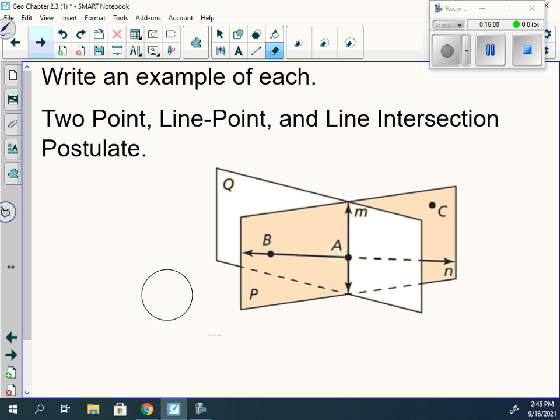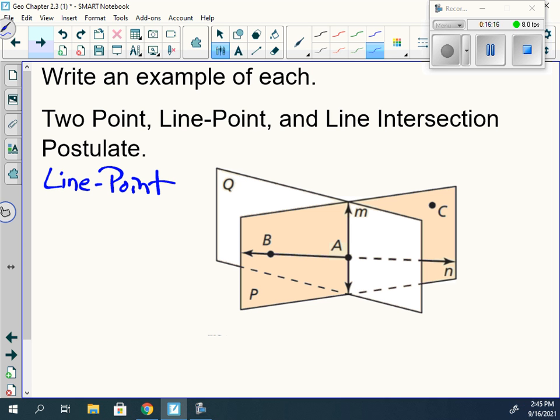Line point postulate. Hey, next time you write something down, I'll show you. Okay. Tap in the middle.